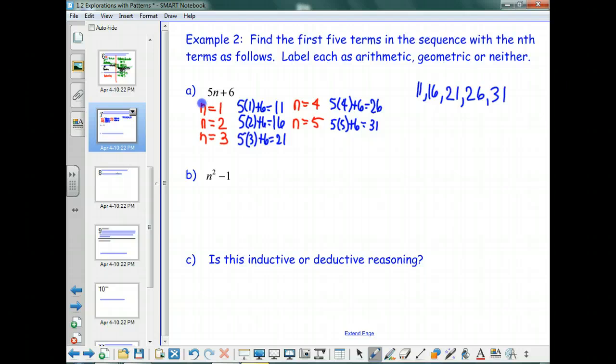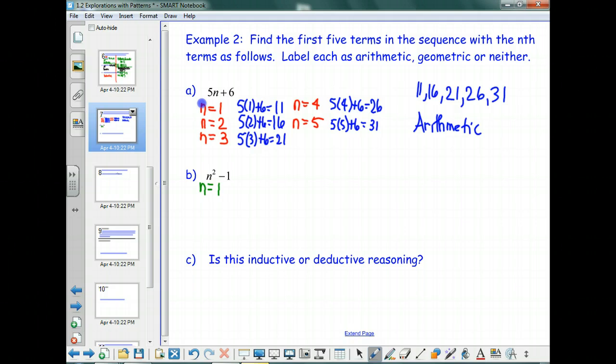Is it arithmetic or geometric? Arithmetic, why? You add 5 every time. It has a common difference of 5. I add 5 to the next term, right? So this is arithmetic. Okay, let's do the same thing down here.